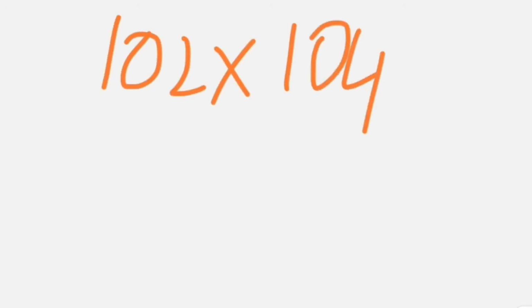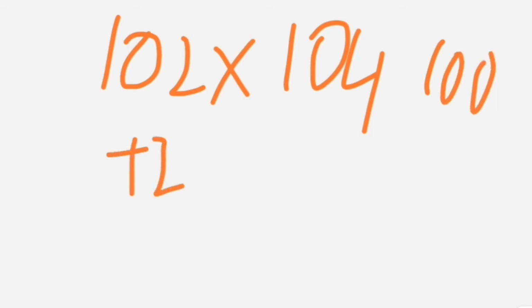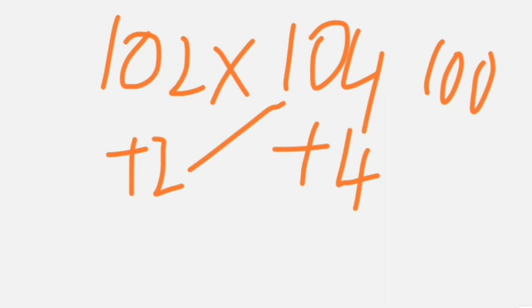Now the second case: multiplying numbers that are more than 100 in one step. Let's take an example like this: 102 into 104. We are calculating with respect to 100, so treat 100 as base. 102 is plus 2 more and 104 is plus 4 more. Either we have to add plus 2 to 104 or plus 4 to 102. So plus 2 plus 104 would be 106. We get one part of our answer. If you want to get another part of our answer, just multiply these two numbers.